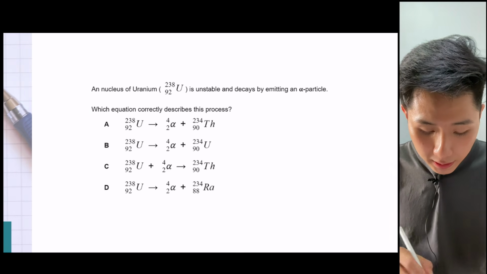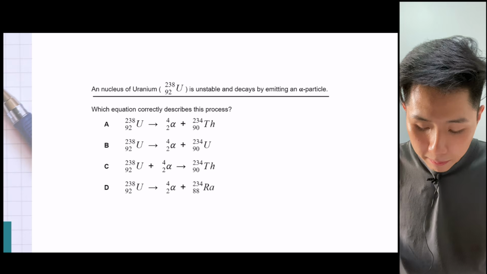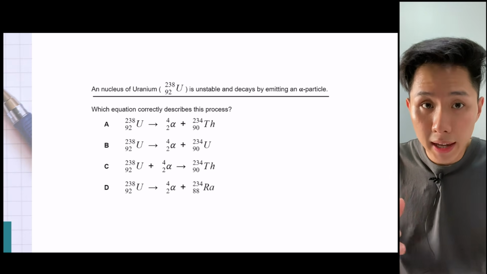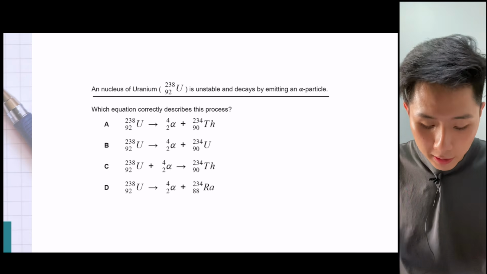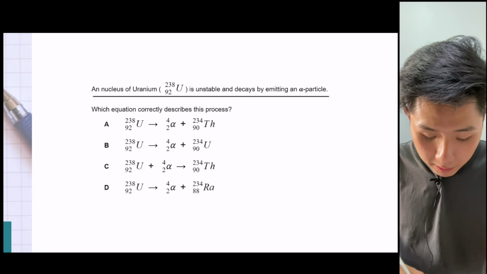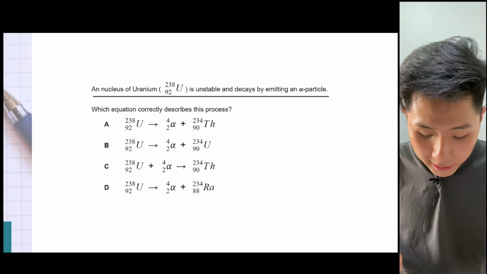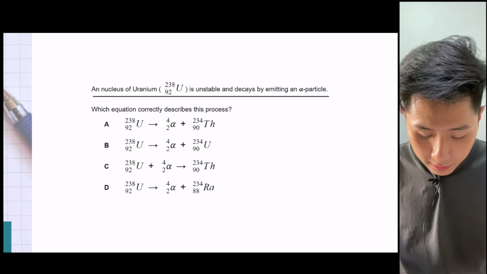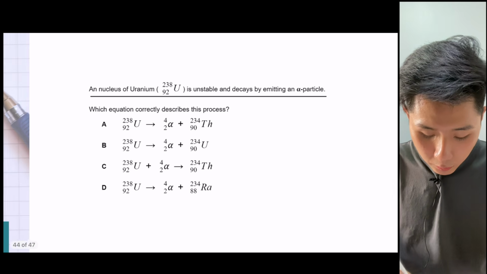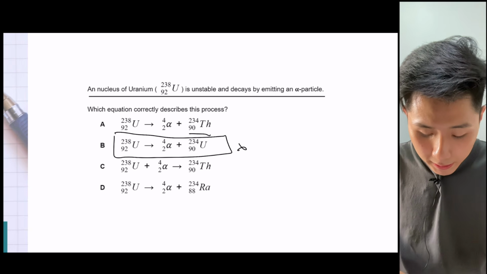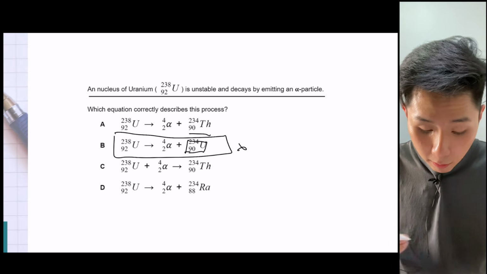So next one, a nucleus of uranium undergoes decay and emits an alpha particle. Which equation correctly describes this process? It's already mentioned when we compared the three radioactive particles, right? So initially it's uranium, turning to helium. No, not helium, but an alpha particle. For this, in order to know the correct answer, we just need to look at the elements. For uranium, this is confirmed not correct, because they are the same. This is the same element. This is not what we want.